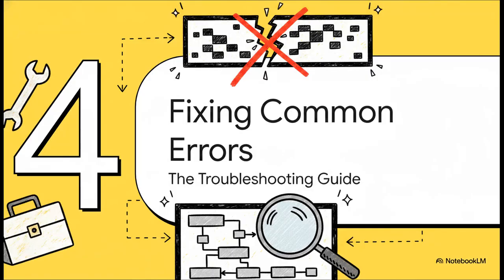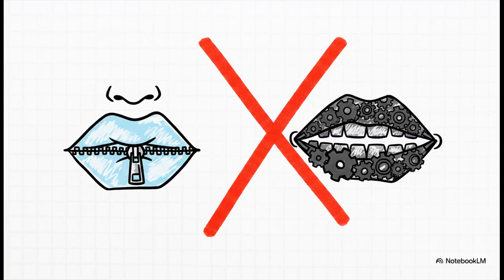All right, Section 4, Fixing Common Video Errors. Consider this your troubleshooting survival guide. We've all been there, right? It's a universal frustration. You prompt your AI actor for this incredibly emotional line of dialogue, and they just stare at you. Frozen lips. Or maybe the mouth moves in a totally unnatural robotic way.